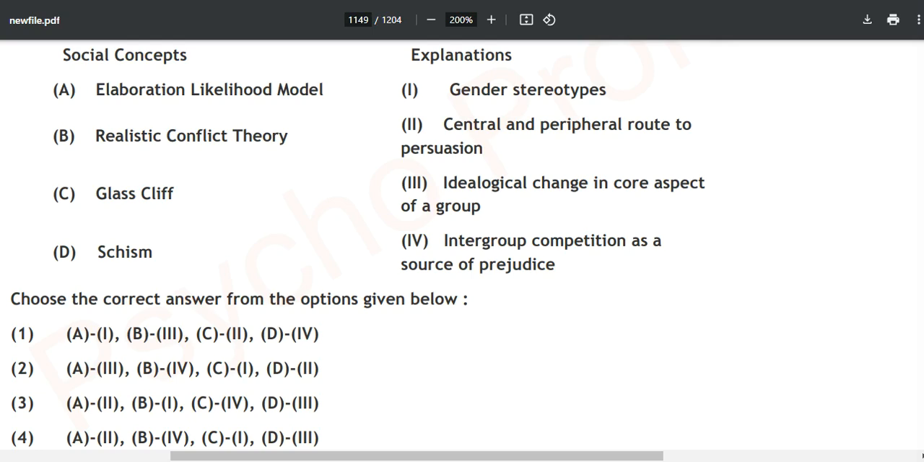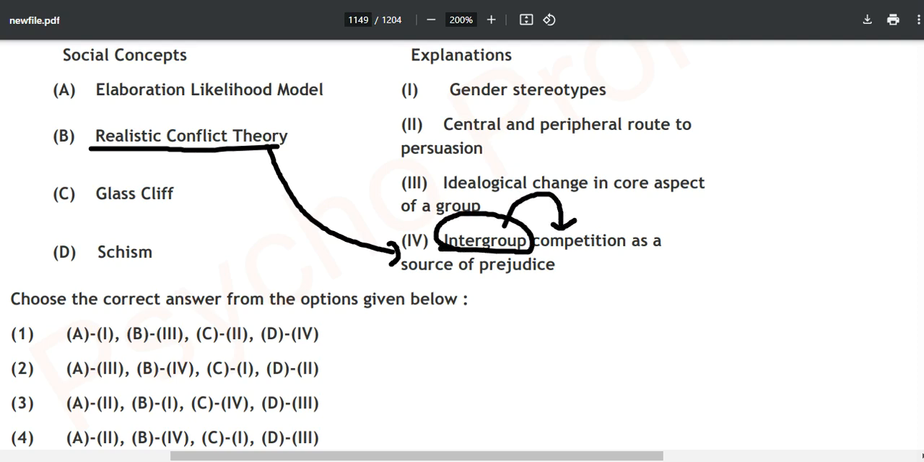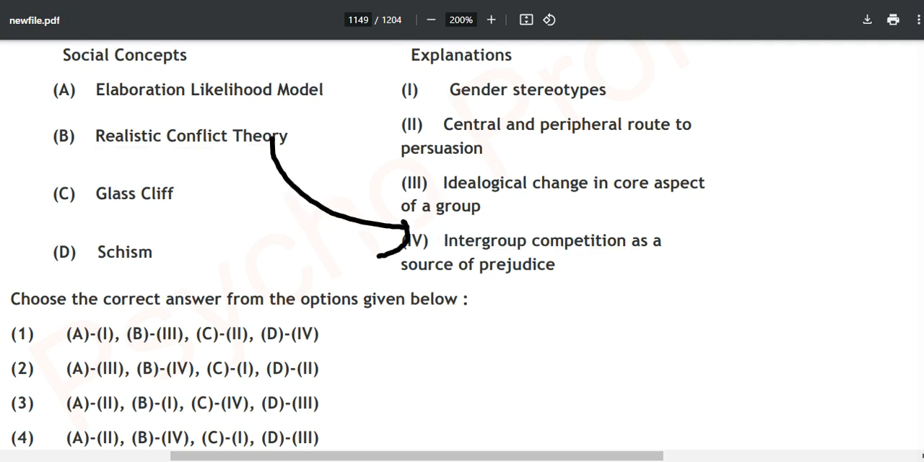So now you know about this realistic conflict theory. What is it? Intergroup competition as a source of prejudice. So prejudice can be done in a group, intergroup, by using competition. Don't worry, you will find this question if you are doing regular PYQs. So B is with your 4 and A is with your second number 1. So you got the answer as option number 4 over here.